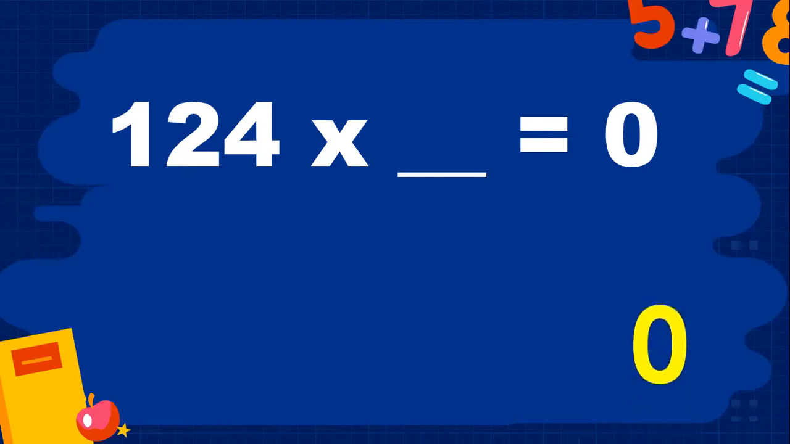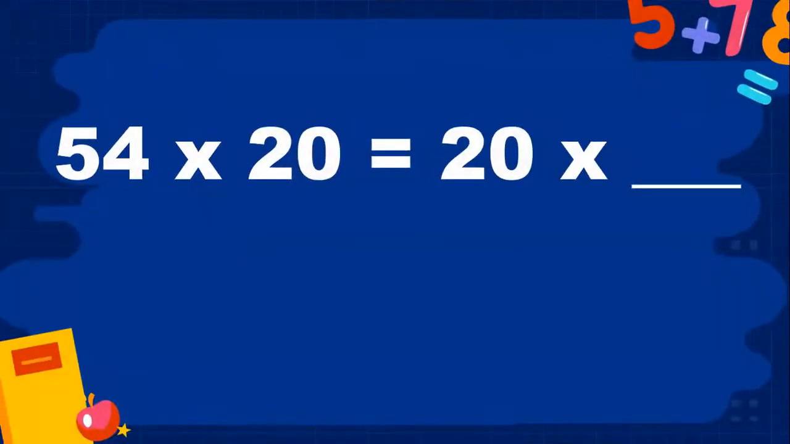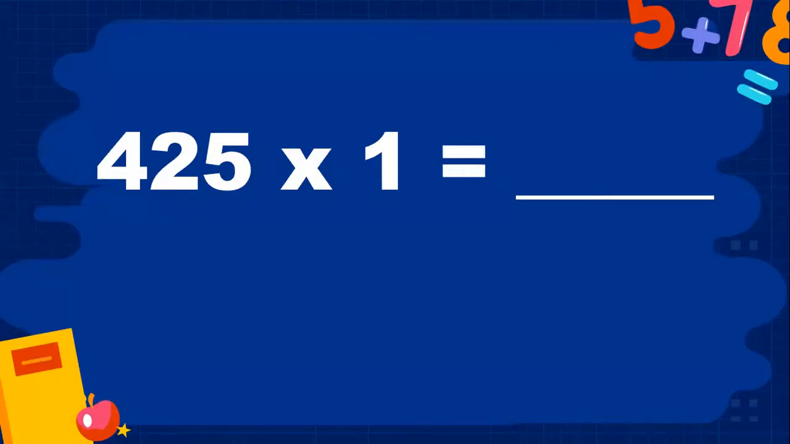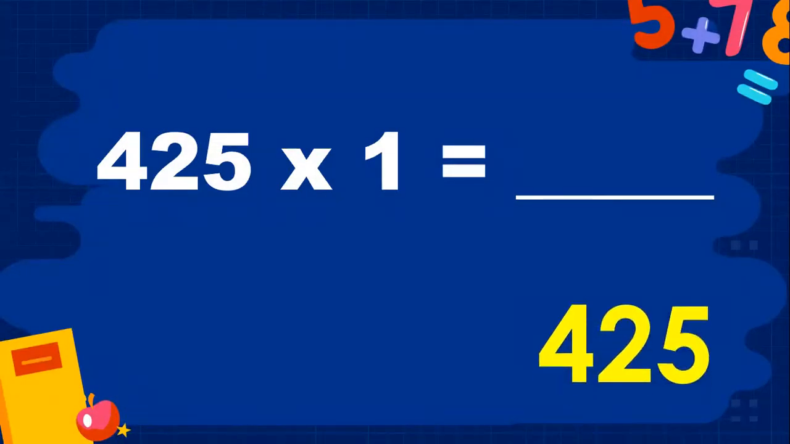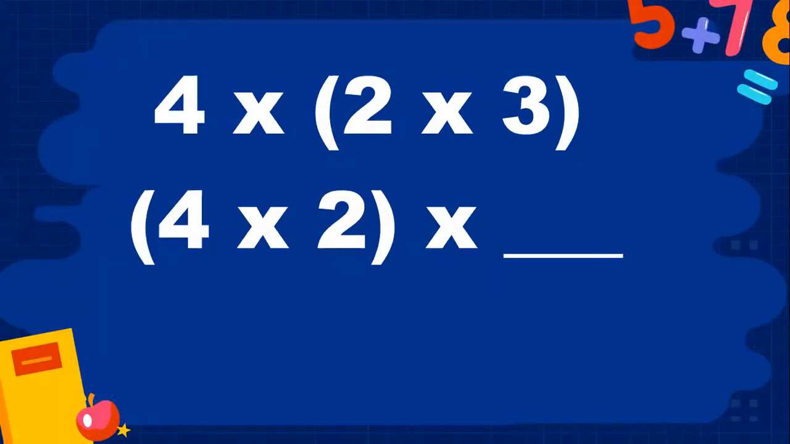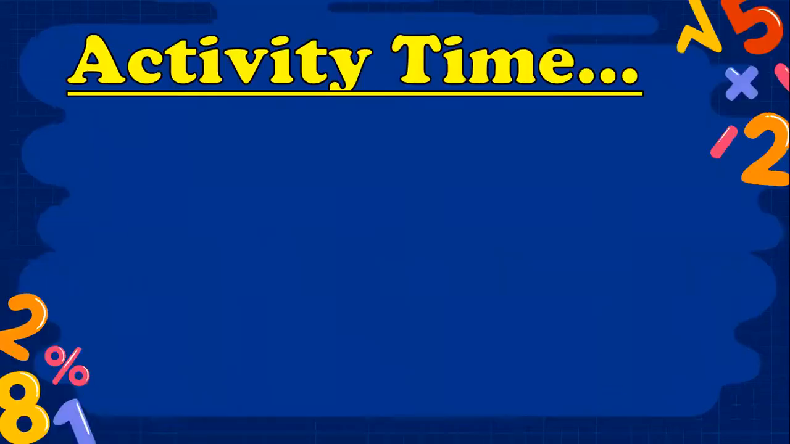The answer is 0. Another, 54 times 20 is equal to 20 times blank. That is 54. Another, 425 times 1 is equal to 425. 4 times the group of 2 times 3 equals 4 times 2 times blank. The missing number is 3.